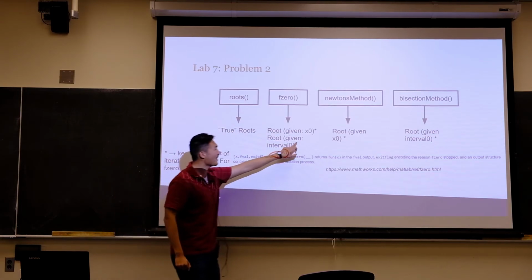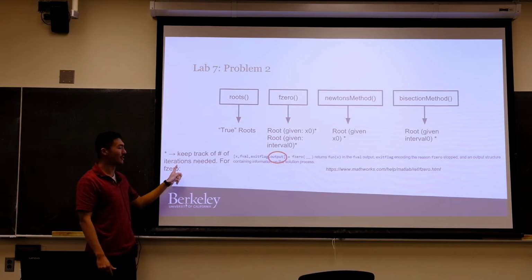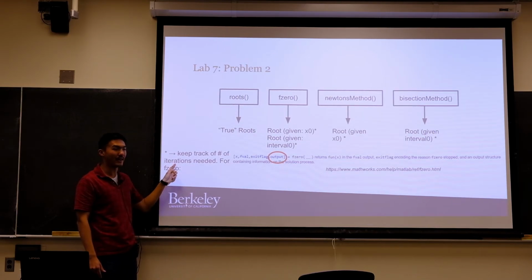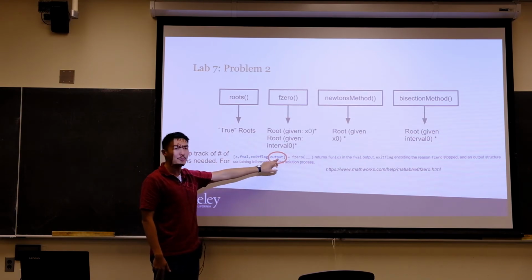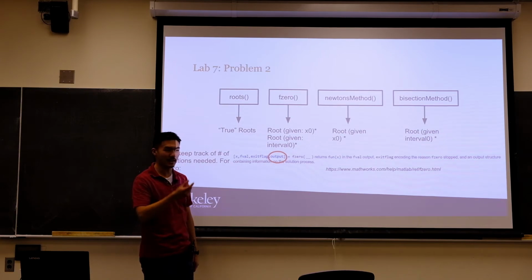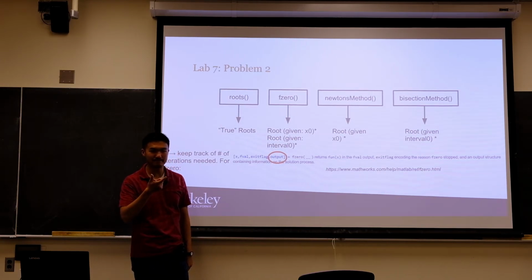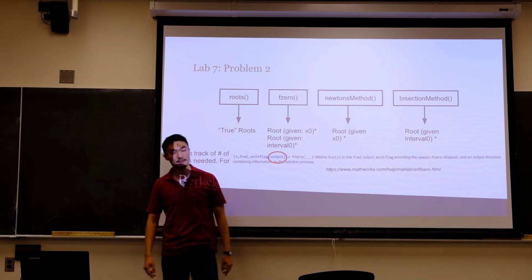When I have these asterisks, though, you have to keep track of the number of iterations that were required to find that root. It's important to note that in fzero, one of the outputs that you can specify is called output. And in output, one of the entries is the number of iterations it took. Look at the documentation in MathWorks if you have any questions.